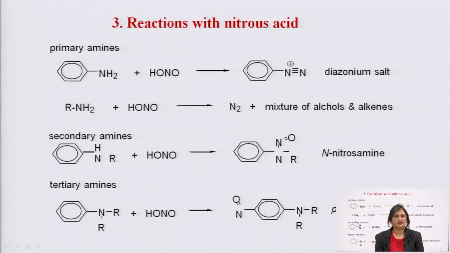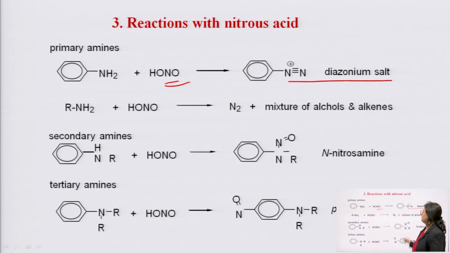The third reaction here is reactions with nitrous acid. Next, when a primary amine reacts with nitrous acid, as we can see here, the product formed is a diazonium salt. Here you can see N2 plus a mixture of alcohols and alkenes.